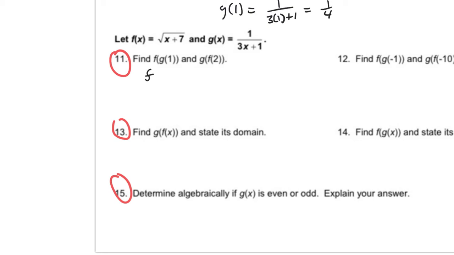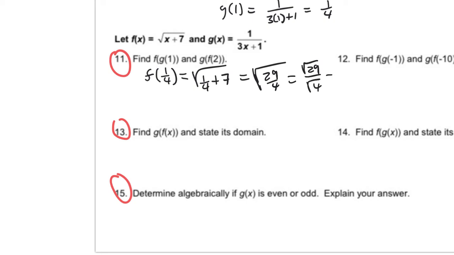So what this is really asking is not what is f of g of 1. What this is really asking is what is f of 1/4. That's what it's really asking. Then you can just say, okay, well, f of 1/4 is this thing except 1/4 instead of x. Now, this is 28 over 4, so that would be 29 over 4. And that could be split into radical 29 over radical 4. And that could be radical 29 over 2. Okay, so that's the first part. That's this one.